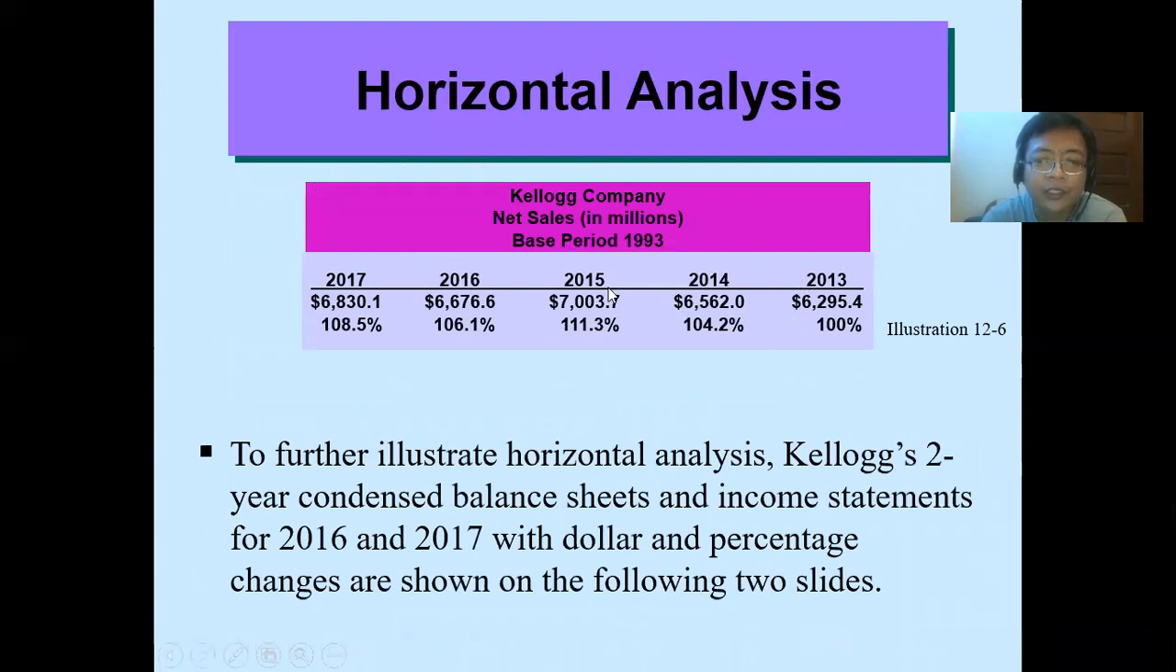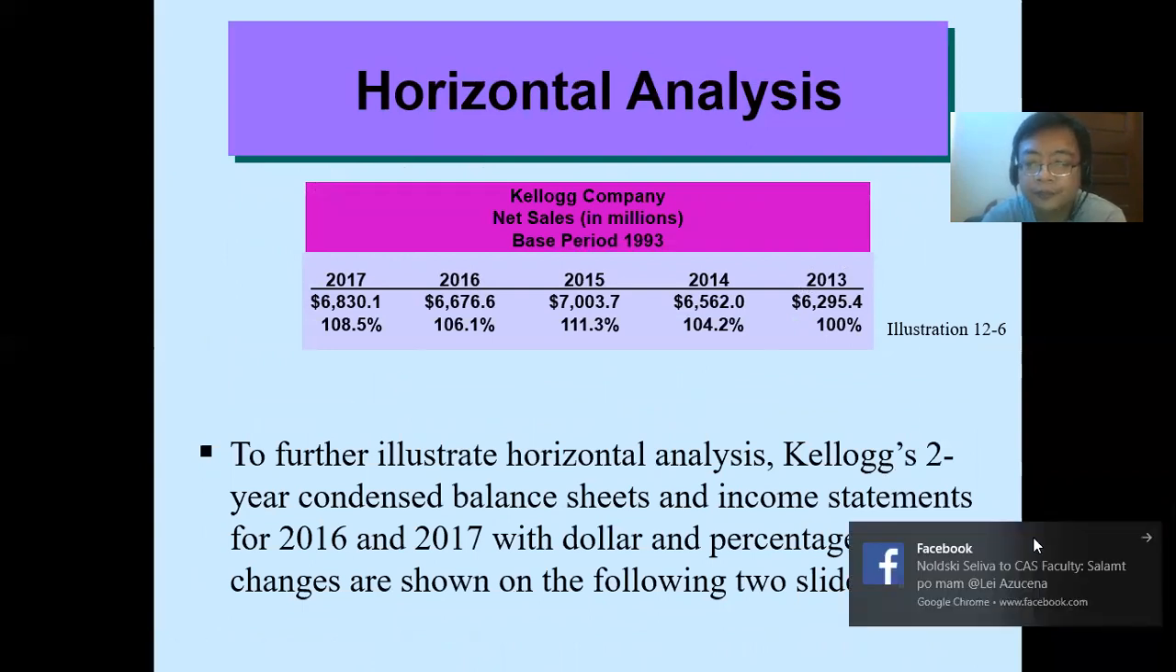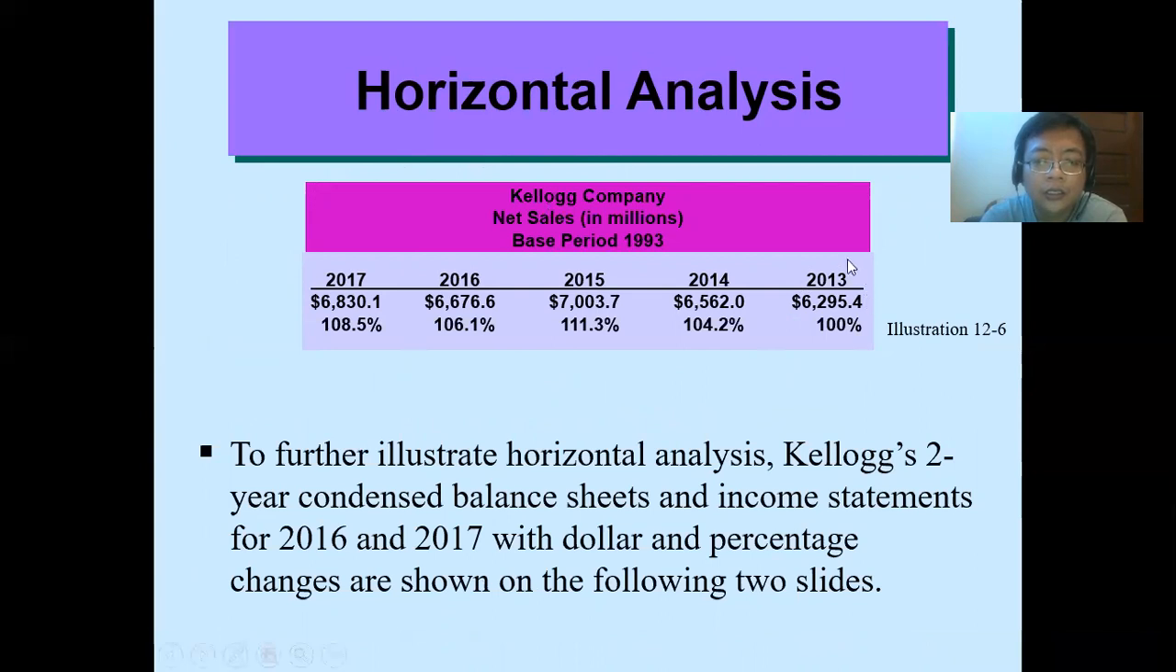To summarize everything, this is the base year. If you increase it by 2014, you have increased by 4.2%. In 2015, you increased by 11.3%. In 2016, you increased by 6.1%. And in 2017, you have 8.5%. So that's all it is. It's easy.